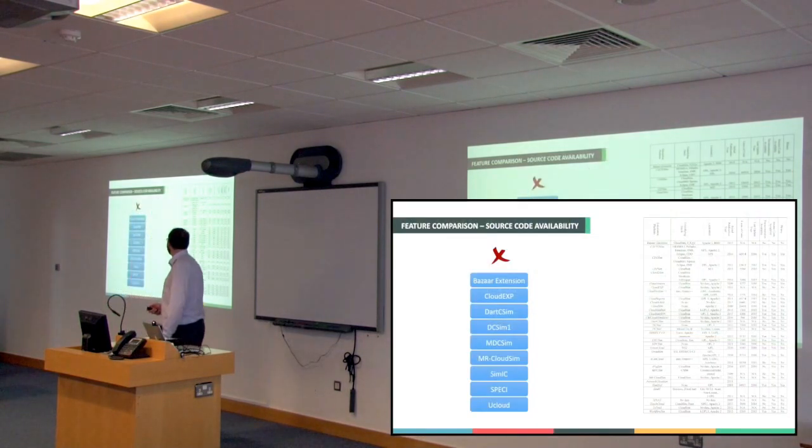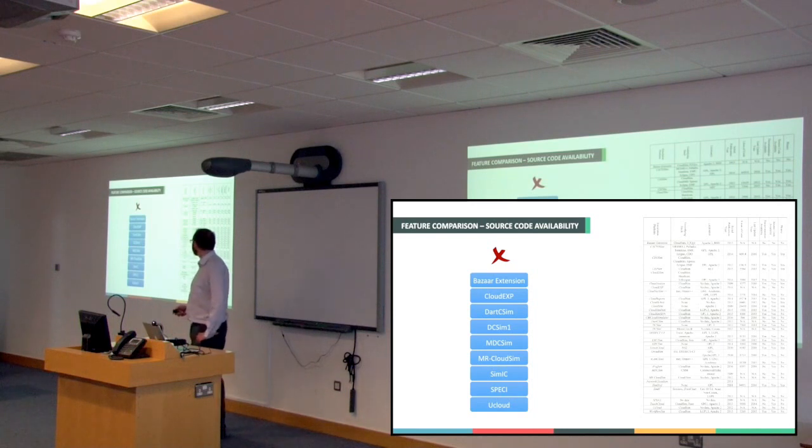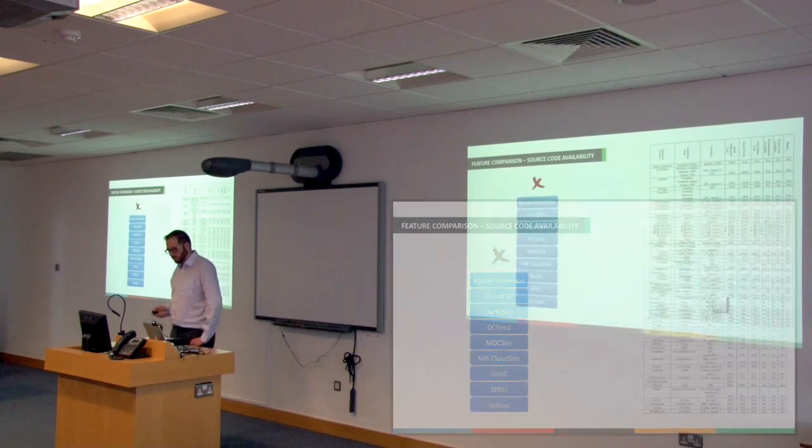Source code availability, again, the majority of these were done as one-off simulation studies, or maybe one or two simulation studies published in papers, but the source code isn't available. MDCSim is a commercial tool in there, commercial and educational, but we don't have the source code available.